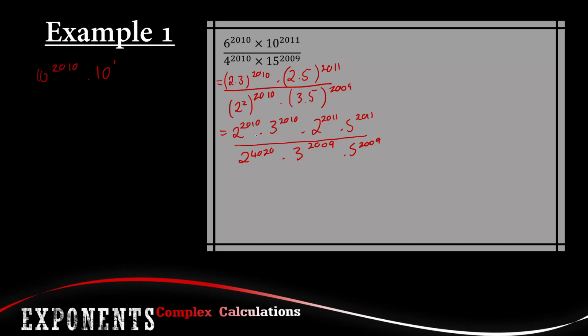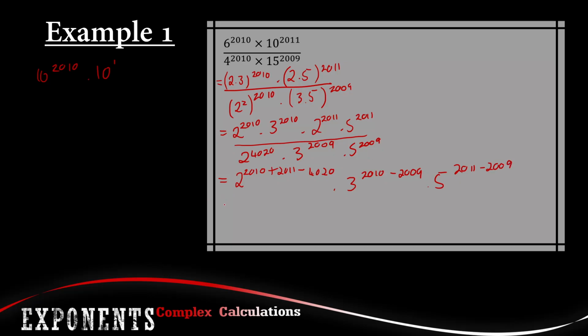So now we've got the same bases of 2s, 3s and 5s. And remember, when you multiply the same base, you add the exponents. When you divide the same bases, you subtract the exponents. So starting with base 2, all the bases in the numerator, I'm going to add their exponents, 2010 plus 2011, and subtract the one in the denominator. Okay, bases of 3, 2010 minus 2009, and 5, 2011 minus 2009.